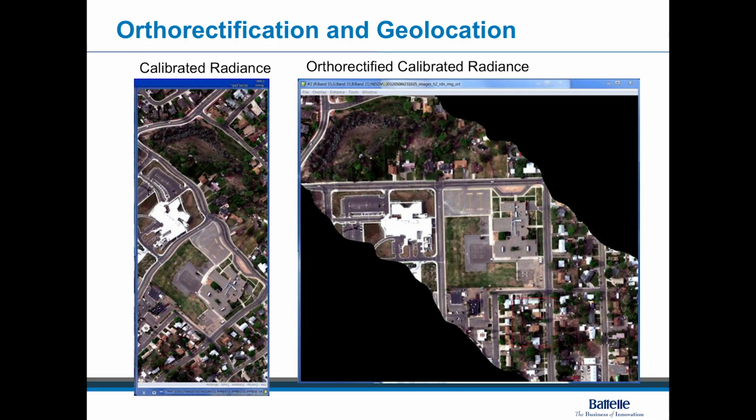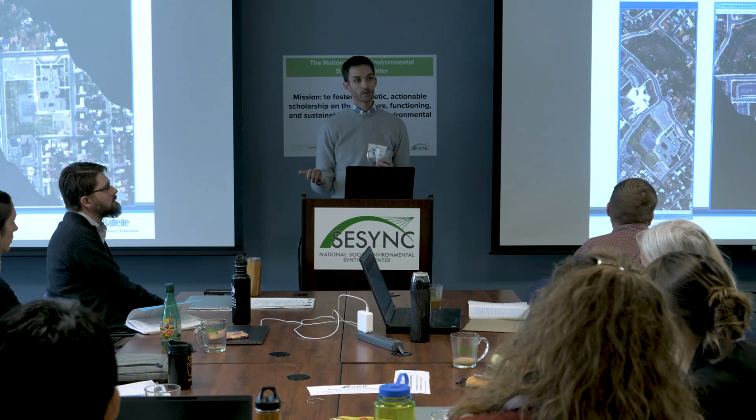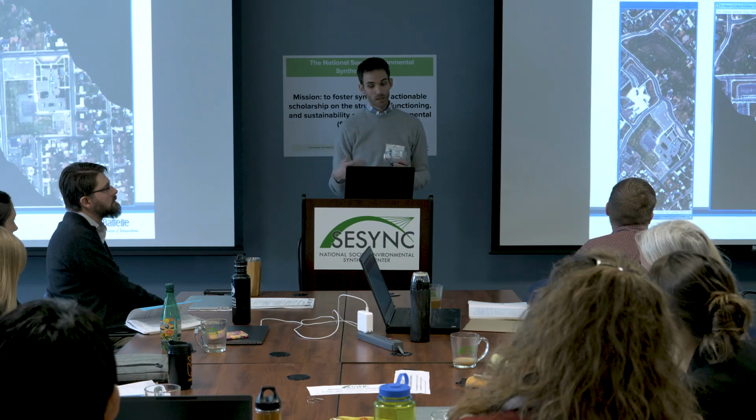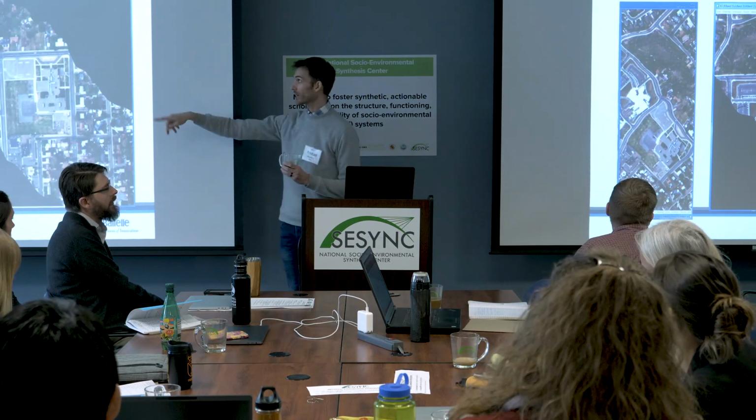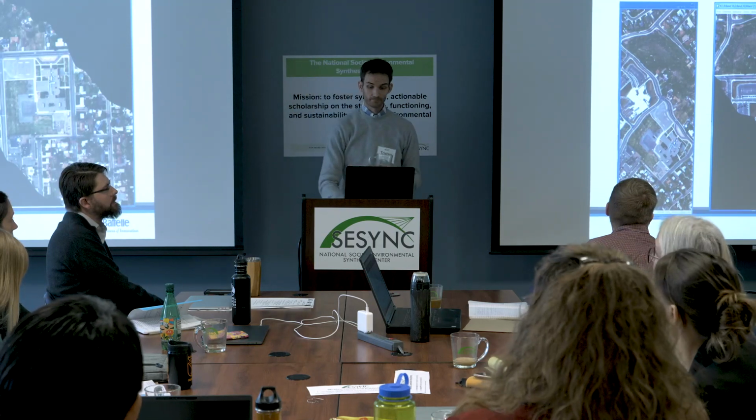When the data first comes back to us in this raw format, you can see it on the left. It looks kind of psychedelic and wavy, and that's because the sensor's just collecting this line of data, but it's not yet orthorectified or placed into real-world coordinates. And so after we calibrate it, we go through a process of orthorectification to put it in real-world coordinates and straighten up the roads.